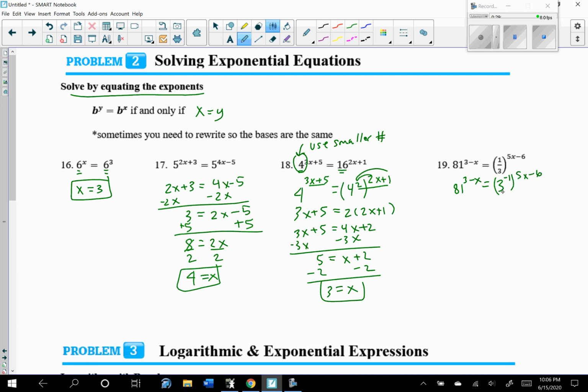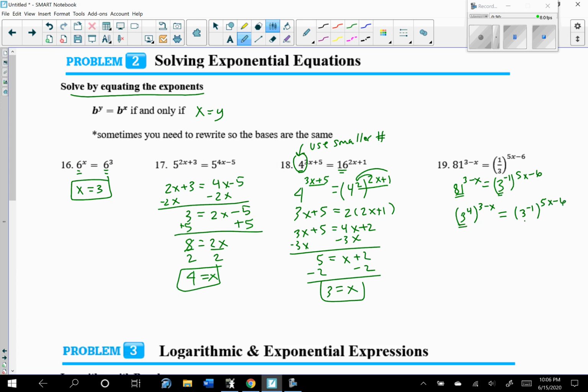I like to do that because then that helps me see, okay, well then can I make 81 into a power of 3? Yes, I can. It's a lot easier to see that than think about 1/3. So I know that 3 to the power 4 is 81. So 3 to the power 4, all to the 3 minus x, equals, this is 3 to the negative 1, and then 5x minus 6.